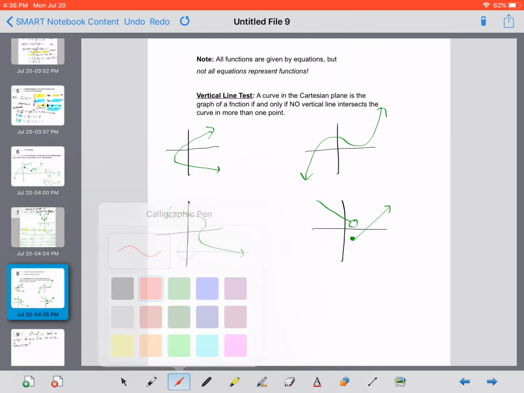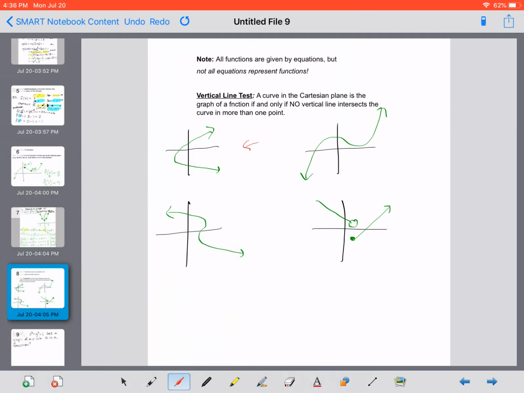Now, can you draw a vertical line anywhere in this first graph and hit the curve in more than one spot? Yeah, sure, there's lots of places you could, right here, for instance, or here. Many places where you could draw a vertical line, but you really only need one. So as long as there's one vertical line you can draw that intersects a curve in two places, this fails the vertical line test.